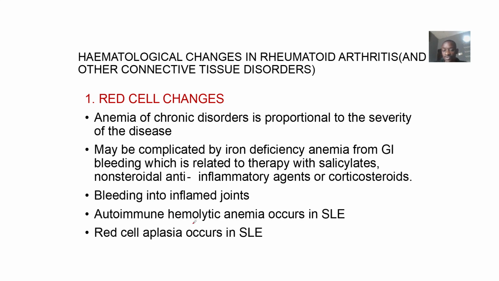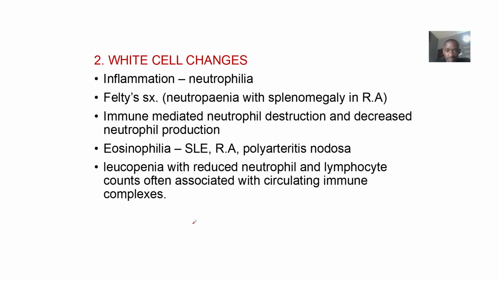All right. Then autoimmune hemolytic anemia, right? Then red cell aplasia will always be seen if there is what? Systemic lupus erythematosus. Okay. So what we are moving to here is the white cell changes. Okay. There will be neutrophilia, indicating that there's inflammation.